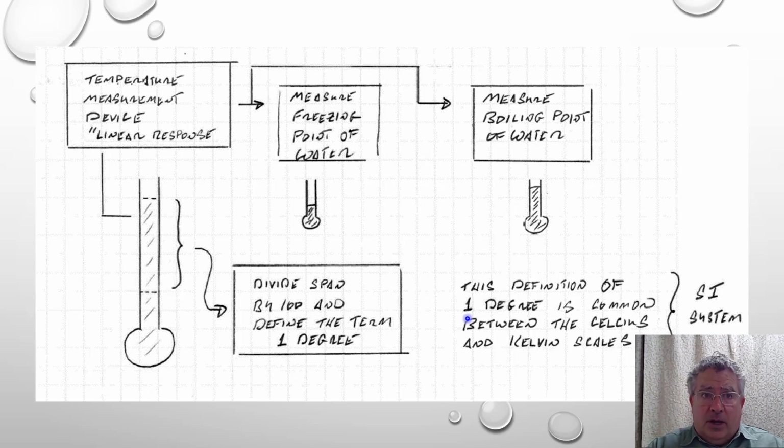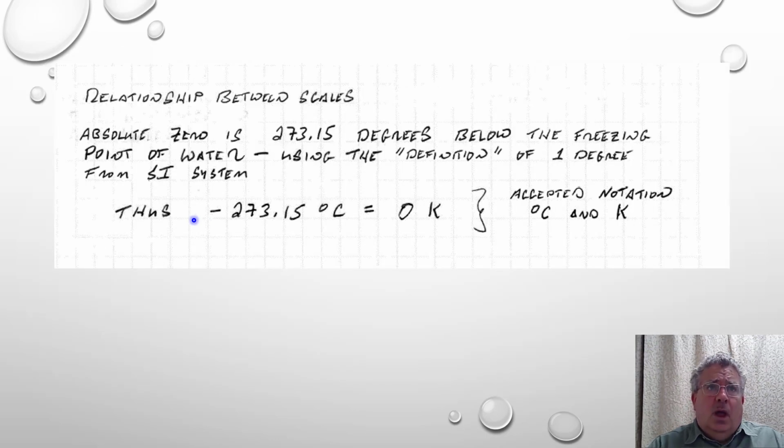It's different for the Fahrenheit system, but we are going to be sticking to the SI system because in the SI system, Celsius is defined through a physical parameter. There is a relationship between the two scales. Absolute zero is defined as negative 273.15 degrees Celsius, or 273.15 degrees below the freezing point of water. So if you want to convert from Celsius to Kelvin, you need to add 273.15 degrees to it.